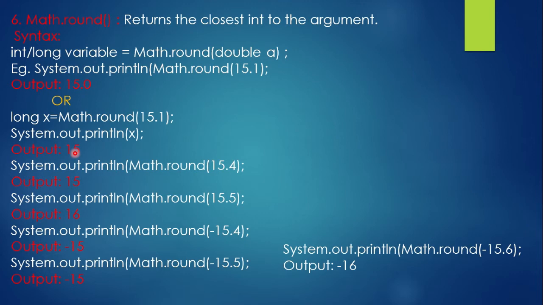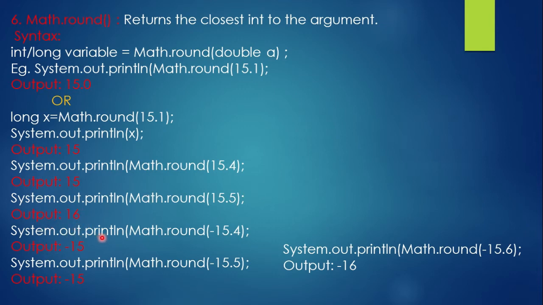You will get only 15 because the return type is long. Here it is written 15.0, but it is 15 only. Remember that. Now the next example, system.out.println math.round 15.4. Then obviously the answer will be 15. Now 0.5 we are discussing. 0.5 means to the next integer, that is 16.